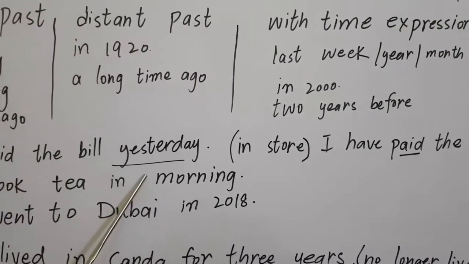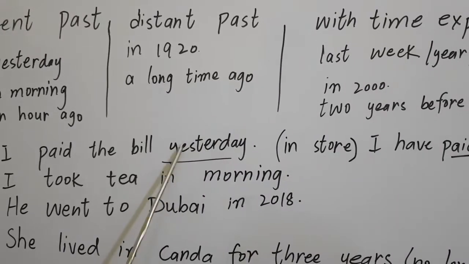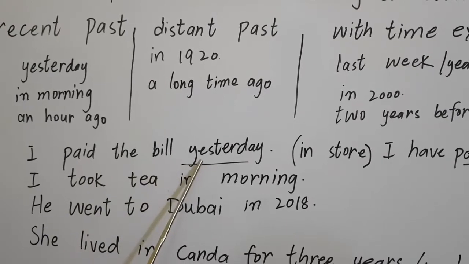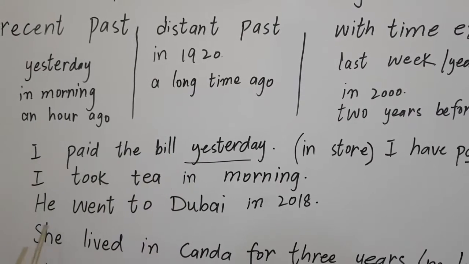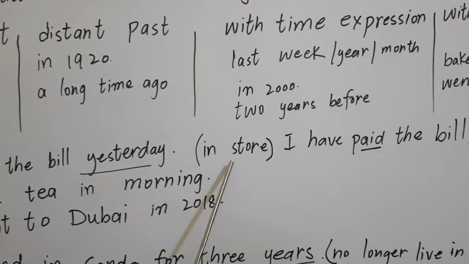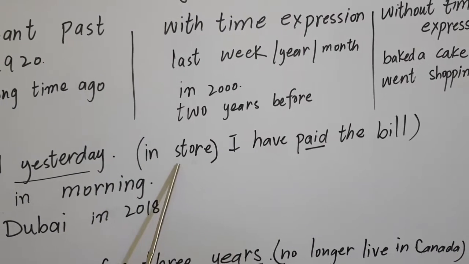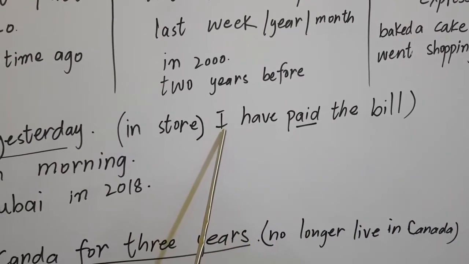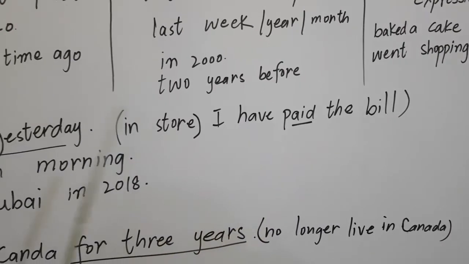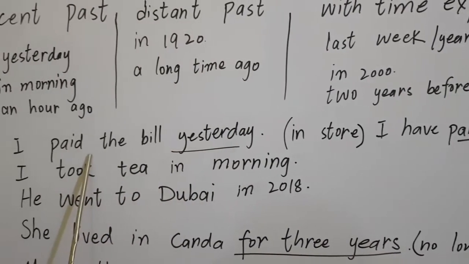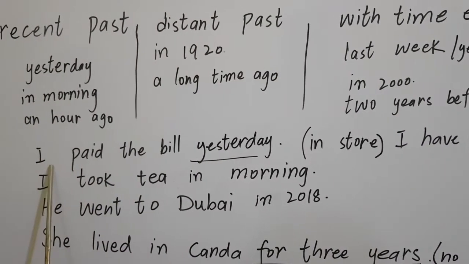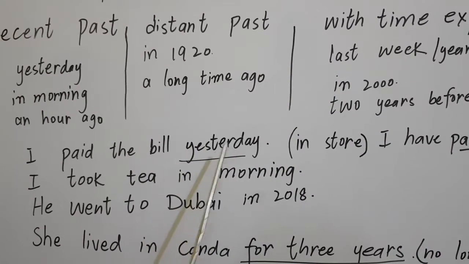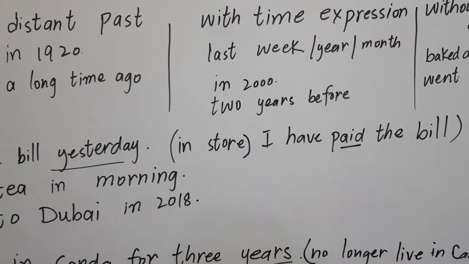I paid the bill yesterday. In this sentence, my focus is more on the time, that when I paid this bill. It means yesterday I paid the bill. But if you are in a store and you are talking about billing, payment of the bill, and you say I have paid the bill, here the emphasis is on paid. So here we will use I have paid the bill. But if there is a time expression and you are telling about the recent past, we will say I paid the bill. So here the emphasis is on the time expression and there the emphasis is on the payment.